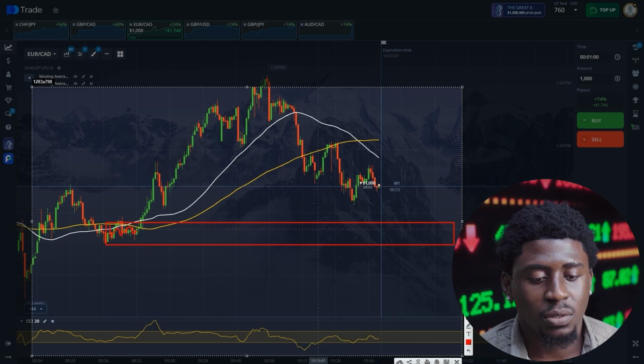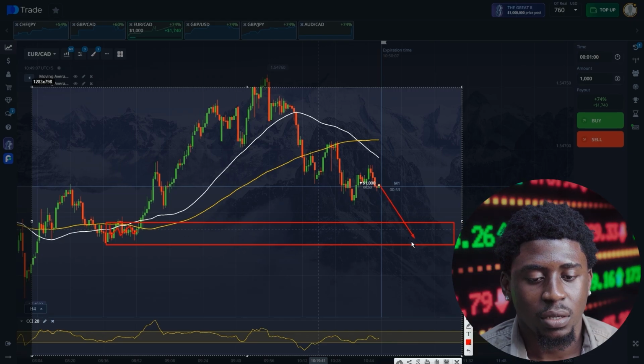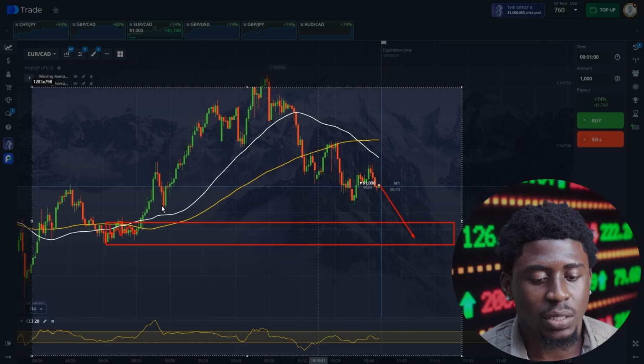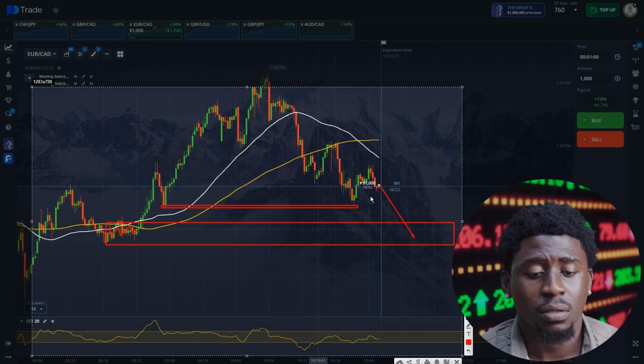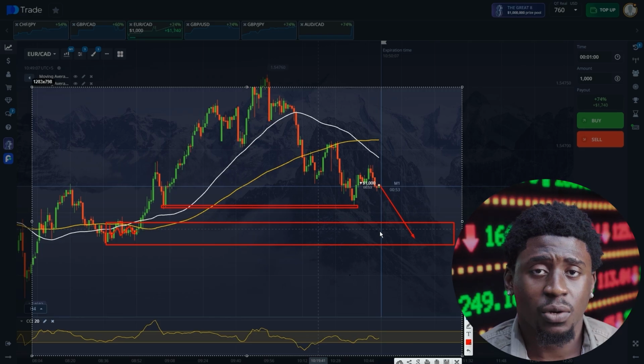Always mark these zones. Here's another one, guys. See how price tested it twice already? The asset is approaching it again. Now, let's watch how it plays out.